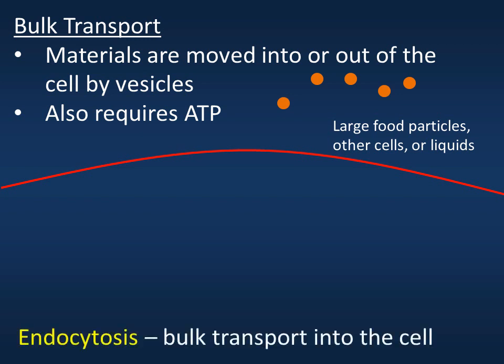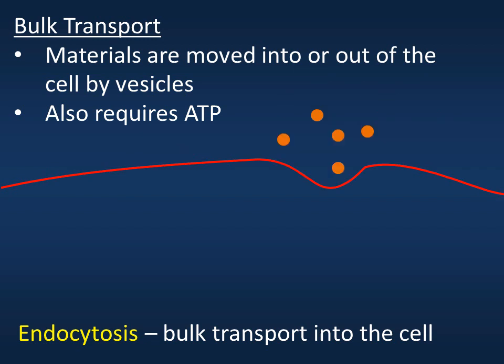In another form of bulk transport, where the cell will move materials into the inside of the cell through the formation of vesicles, we call that endocytosis. And in this case, the particles of interest are either large food particles, sometimes other cells, like when white blood cells attack bacterial cells, or liquids in some instances. And you can see that it's just the reverse of the exocytosis process.